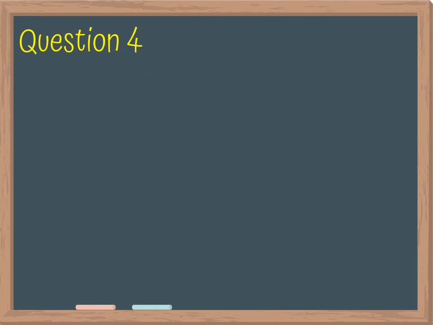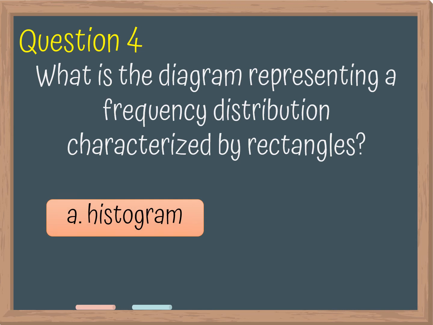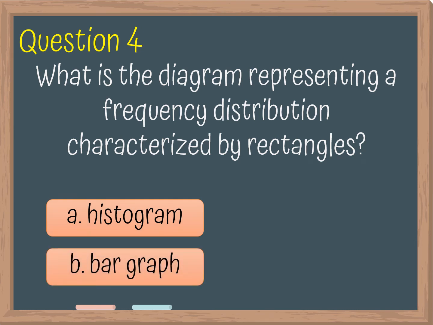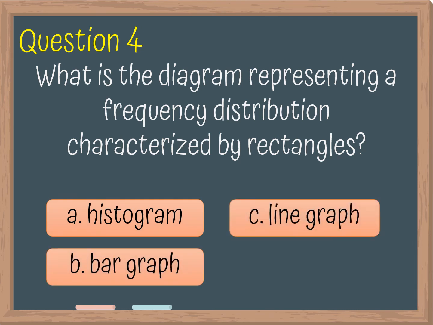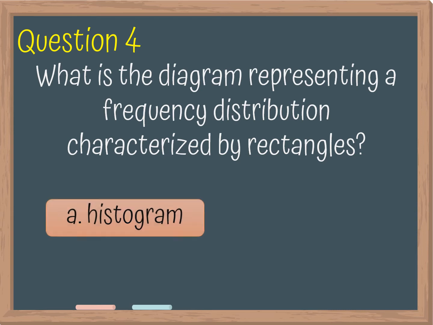Fourth question. What is the diagram representing a frequency distribution characterized by rectangles? A. Histogram. B. Bar graph. C. Line graph. Or D. Pie chart. 5 seconds. Go. Time is up. The correct answer is A. Histogram.